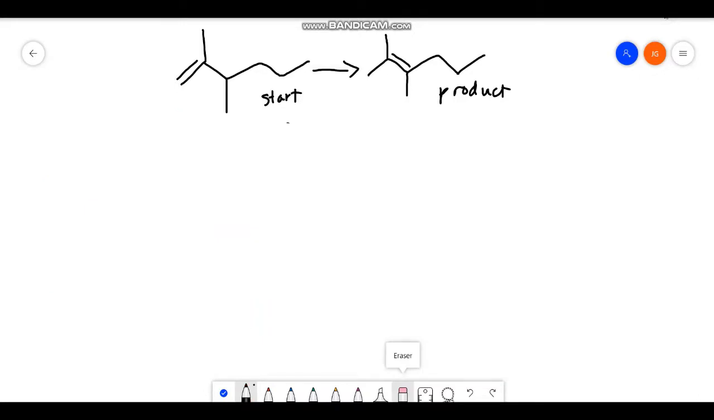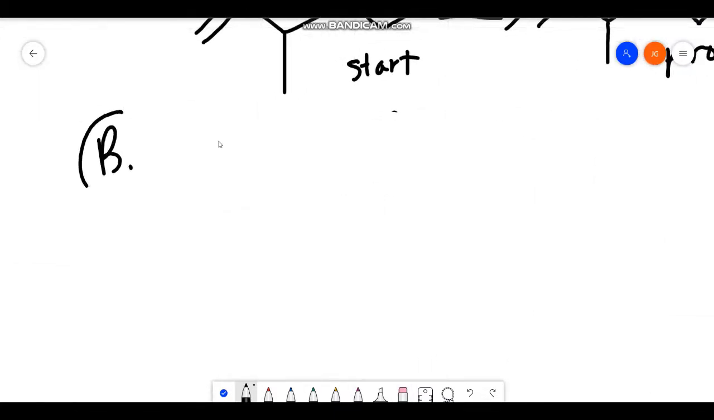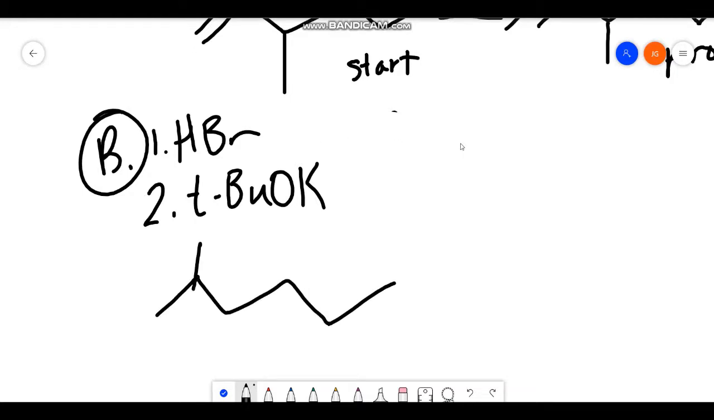Okay, well, what about choice B? So choice, let me zoom in actually a little closer. Choice B had just HBr, hydrobromic acid, as the first step, and our second step involved a molecule called TBuOK, potassium tert-butoxide. Well, let's start with step 1, HBr. So let's draw out our starting alkene.